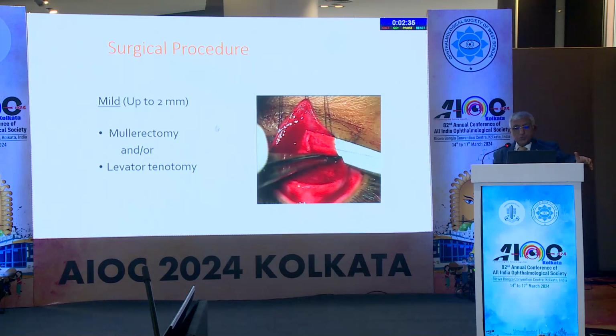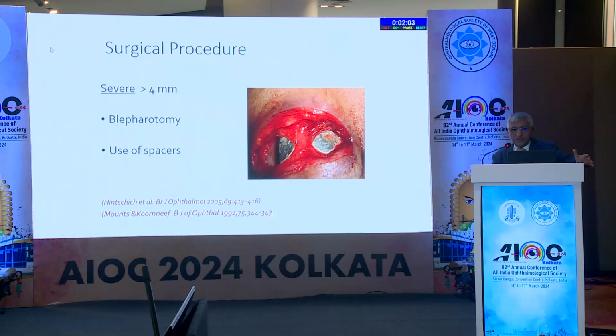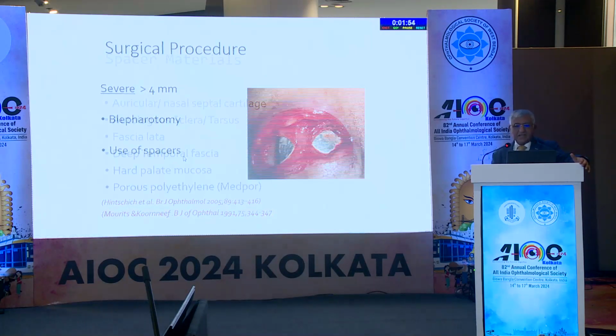So what procedure do you choose? Choice of surgical procedure for mild cases up to 2 millimeters is usually mullerectomy, but sometimes for contour correction you may need a levator tenotomy as well. In moderate cases, you need to often combine mullerectomy with levator recession or tenotomy, or a blepharotomy is then the procedure of choice in the severer grades of up to about 4 millimeters or more. And if it is more than 4 millimeters, then blepharotomy is possibly one choice, but in very severe cases, spacers possibly become integral to the procedure.